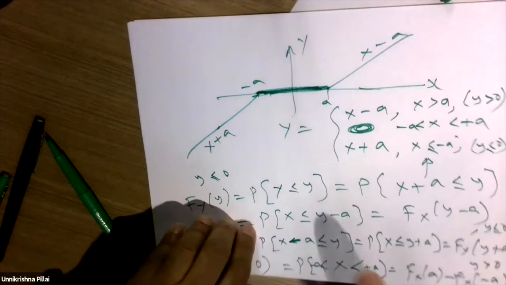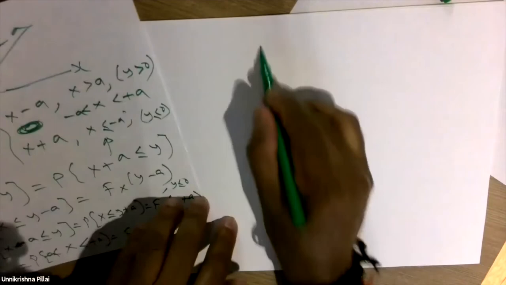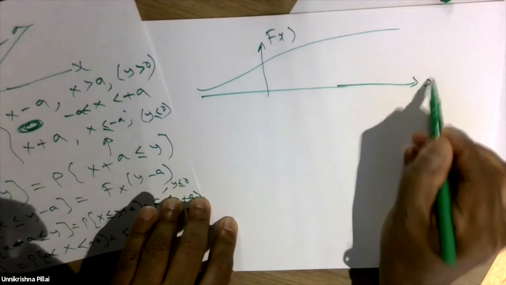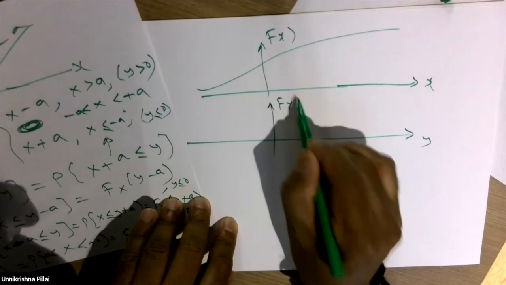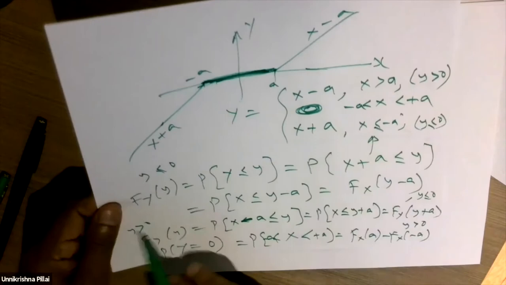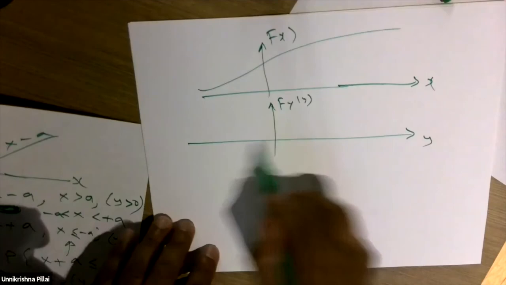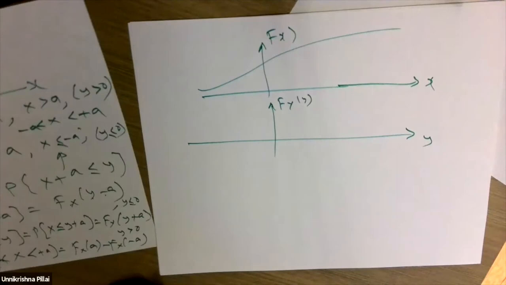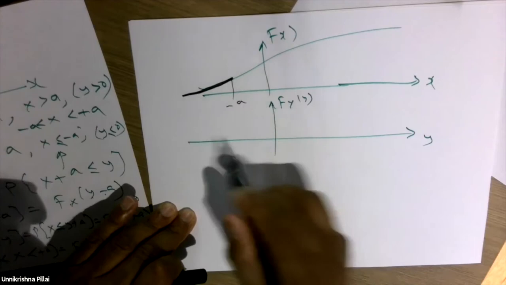All right, so let's put all this together. So we have fx of x here and fy of y under that, I'll draw. So from the equation, when y is less than zero, it's this equation. So put y equal to zero, it's fx of minus a. So when y is less than zero here, it's fx of minus a. Fx of minus a is here. So this graph comes and sits here.